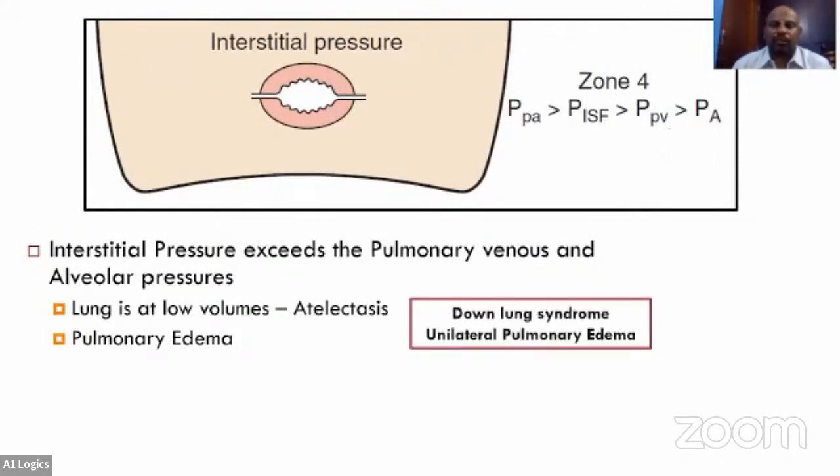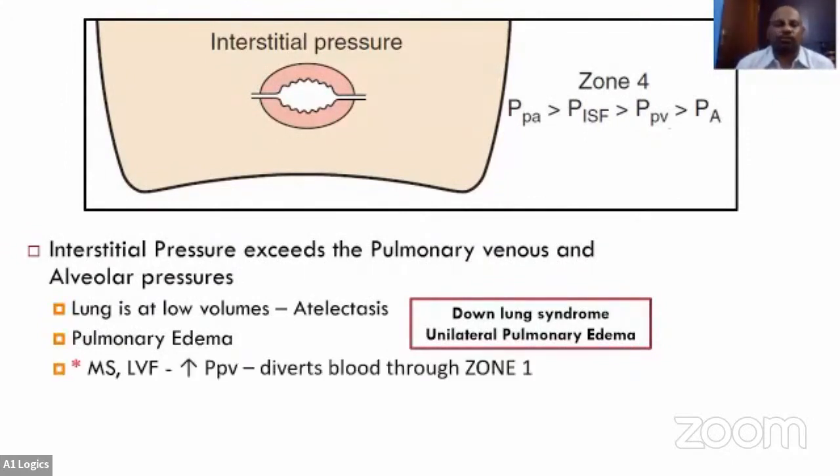So clinically, what happens is, when you have one lung ventilation going on, you overload this patient, or you don't apply proper PEEP, there is something which develops called a down lung syndrome, which has unilateral pulmonary edema in the dependent lung. So this should not occur. That is why the importance of zone 4.